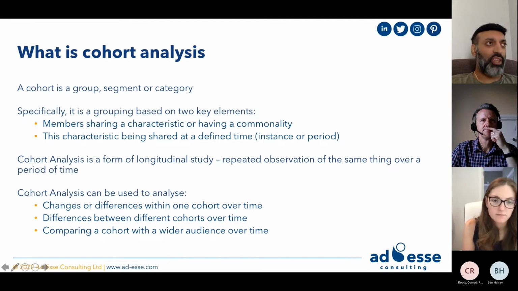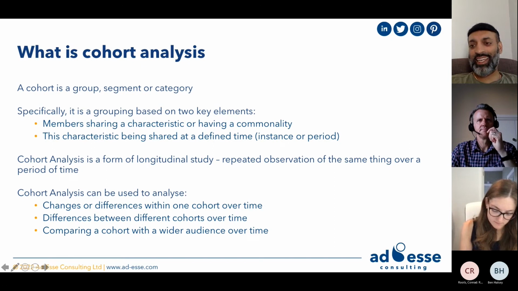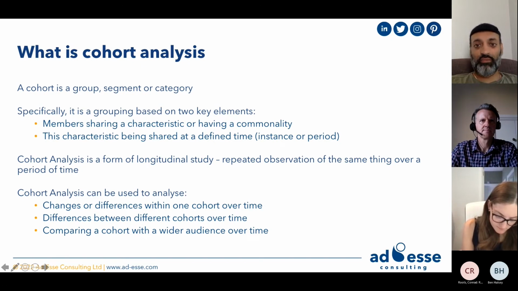It could be all of the people that came into a service on a particular day. It could be everyone that's of a particular height or something like that. It doesn't really matter what it is, as long as they share a particular commonality, and that remains the case over a period of time. So the analysis itself is a longitudinal study.